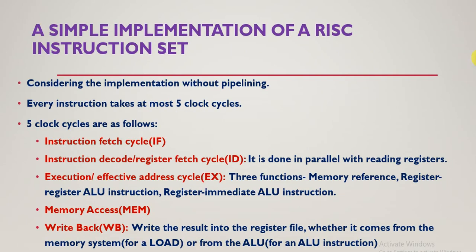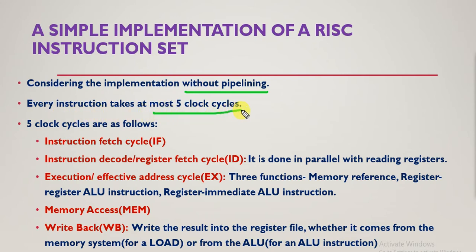Now we will see a simple implementation of a RISC instruction set. Initially we are considering what the different contents of a particular instruction in the MIPS architecture are. We are initially considering the implementation without using pipelining. If you do not have pipelining, how will the instructions be executed? Every instruction takes at most 5 clock cycles.